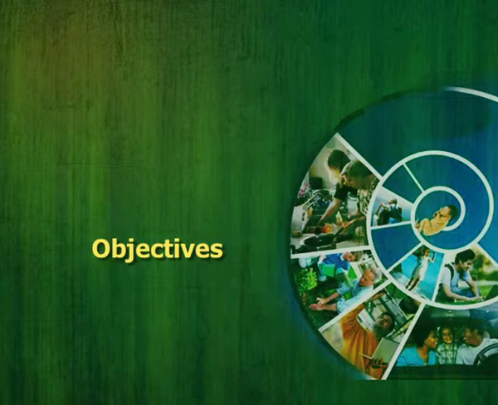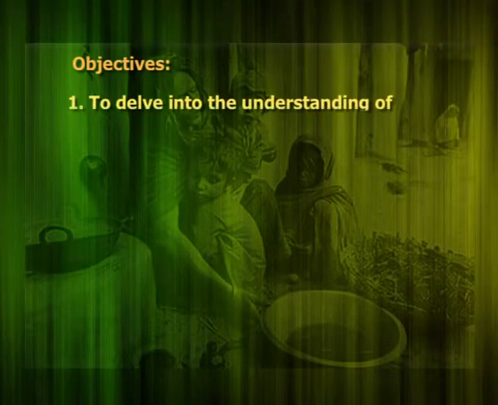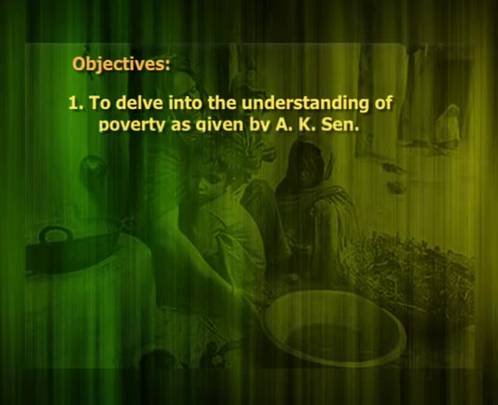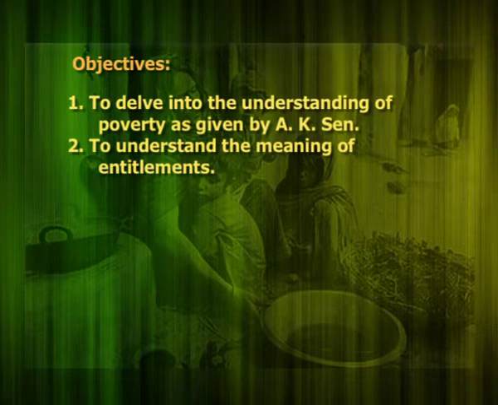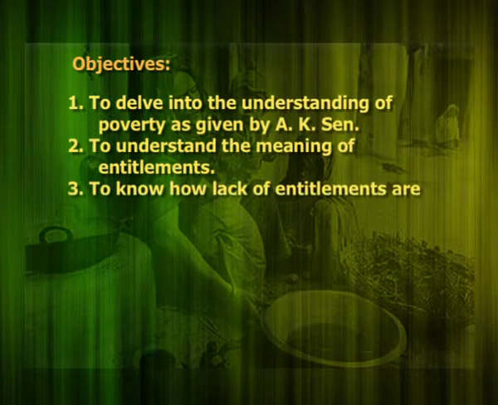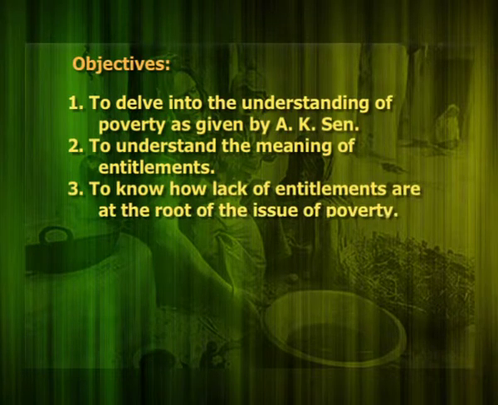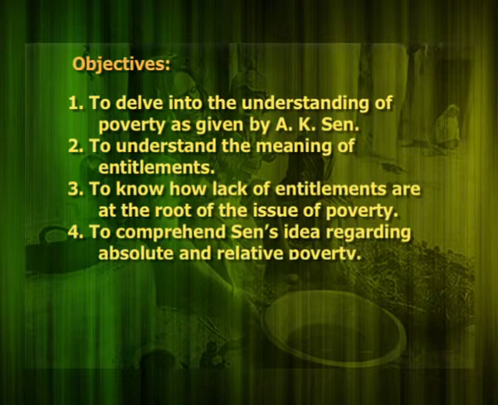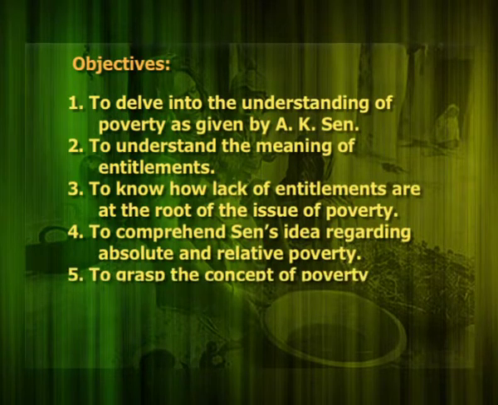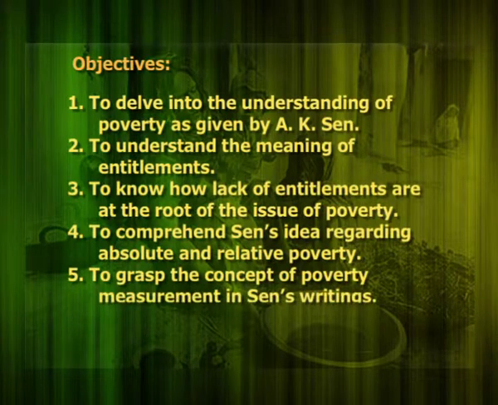Amartya Sen gave a more intriguing understanding of poverty. Let us now look at the objectives of the session. The first and the foremost is to delve into the understanding of poverty as given by A.K. Sen. The second is to understand the meaning of entitlements. The third, to know how lack of entitlements are at the root of the issue of poverty. The fourth, to comprehend Sen's idea regarding absolute and relative poverty. And the fifth one, to grasp the concept of poverty measurement in Sen's writings.